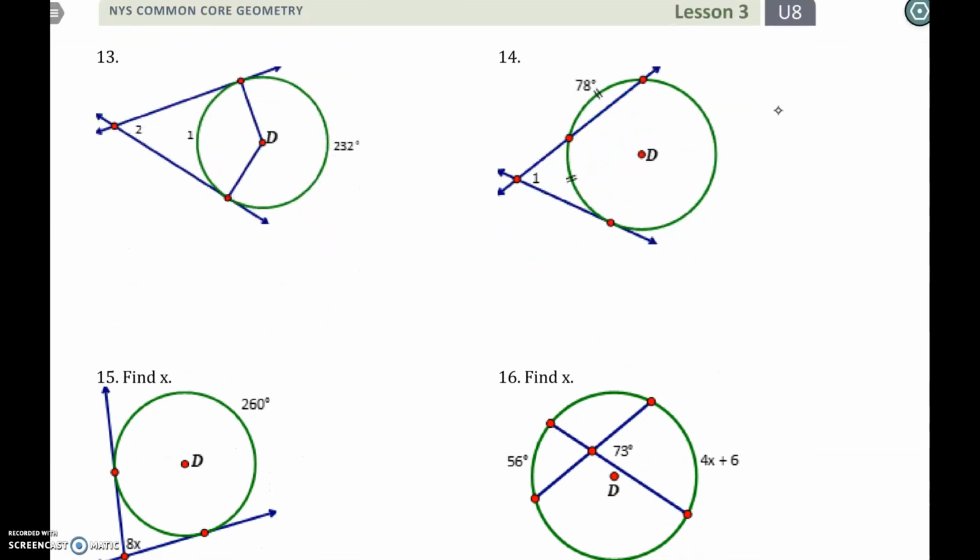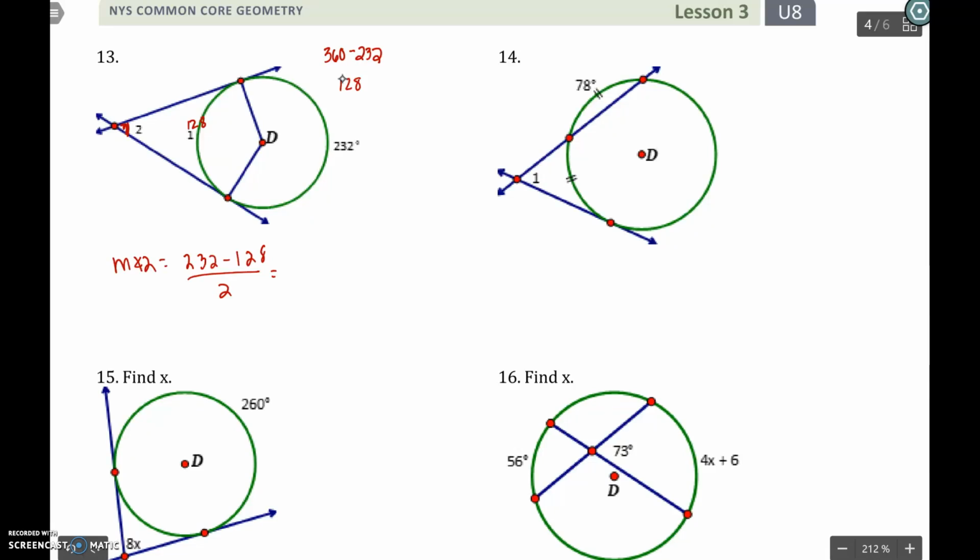Right, number 13. Number 13, we have two tangents. We still have an exterior angle that we're looking for, so we're still going to do far arc minus near arc, but we don't have the near arc. Remember that the circle adds up to 360 though, so if we do 360 minus 232, you will get 128 degrees, and then you can find angle 2. So the farther arc minus the closer arc divided by 2. So 232 minus 128, hit enter before dividing by 2, and you will get 52 degrees.